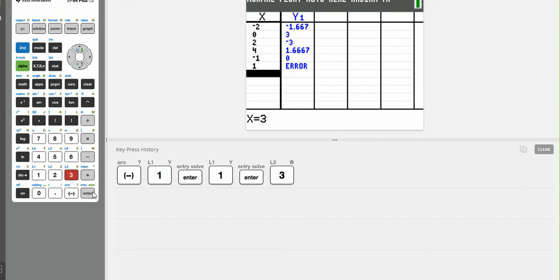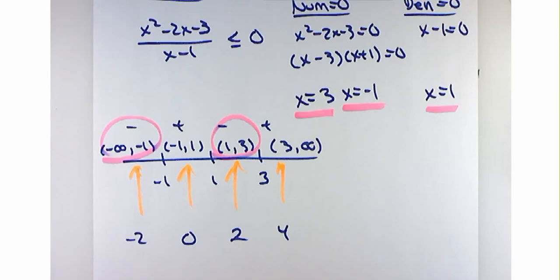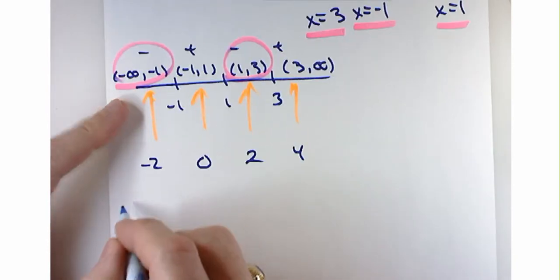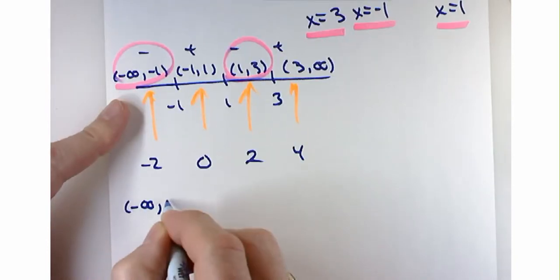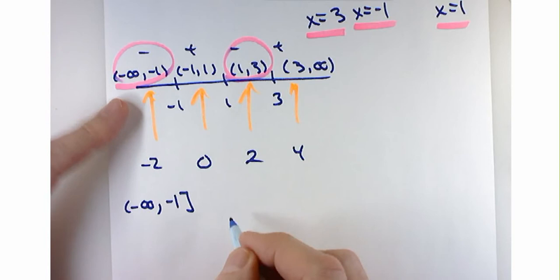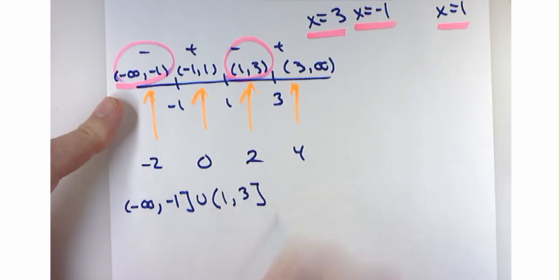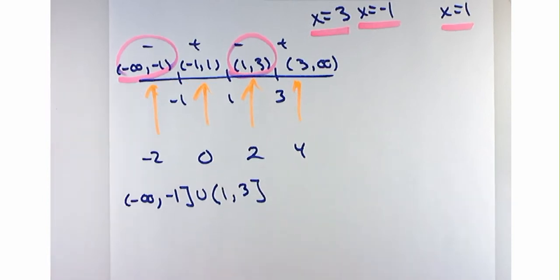But I can use the 3. So of the endpoints that I have, the only one that gets a parenthesis here is the 1. So let's go back to this. Infinity and negative infinity always get parentheses, but negative 1 gets a bracket. 1 gets a parenthesis, but 3 gets a bracket. So something like that.